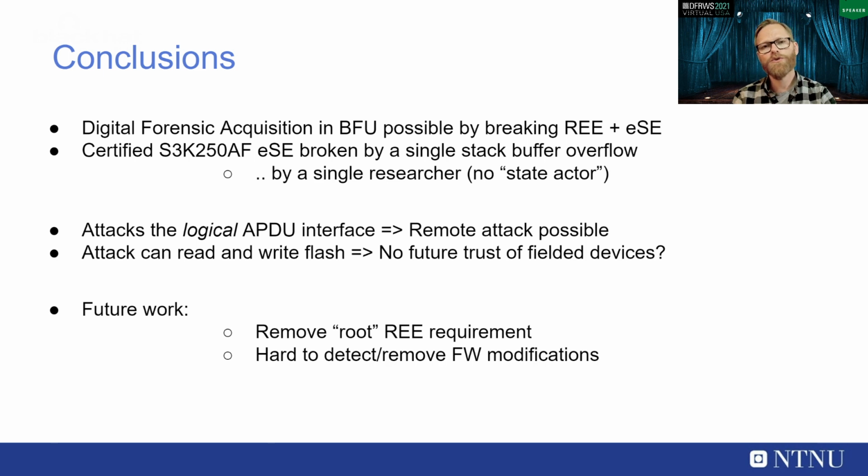Also, our future work is trying to look into removing this rich execution environment requirement, because now we require two exploits, one in the rich execution environment and one in the secure element. We are looking into whether we can remove this first exploitation requirement. And also I'm looking into, since I can do firmware modifications on the device, whether I can make them undetectable or hard to remove. So if a secure element chip like this had a serious vulnerability like this, can I install firmware modifications that can actually survive a firmware update from Samsung?